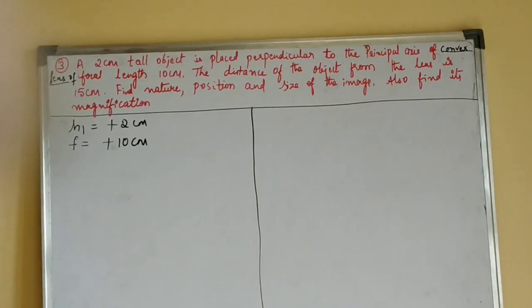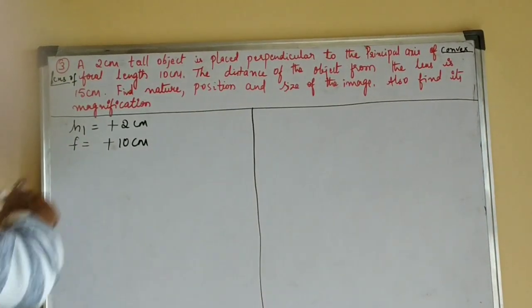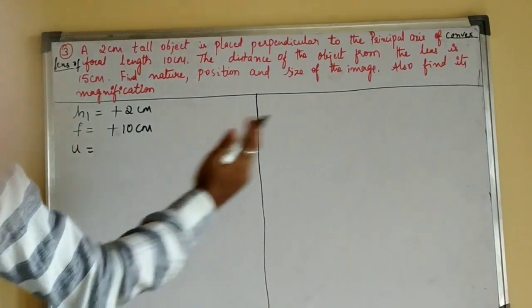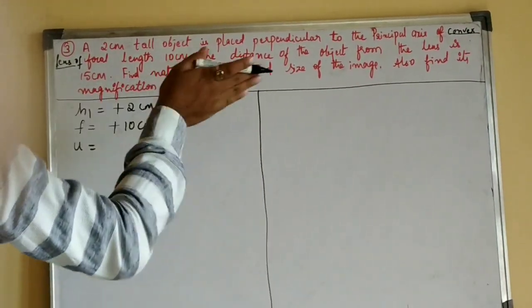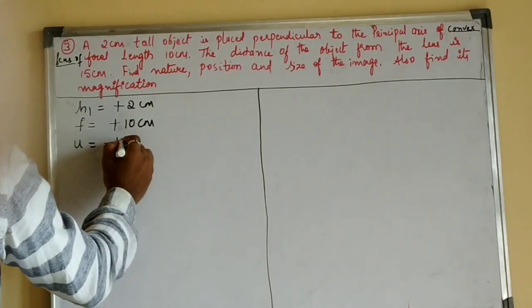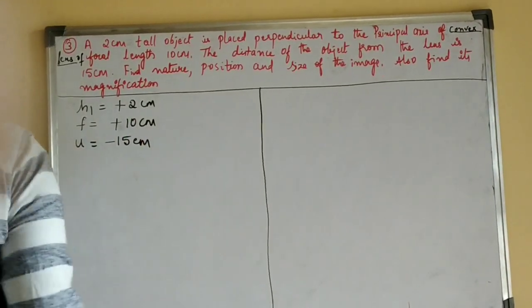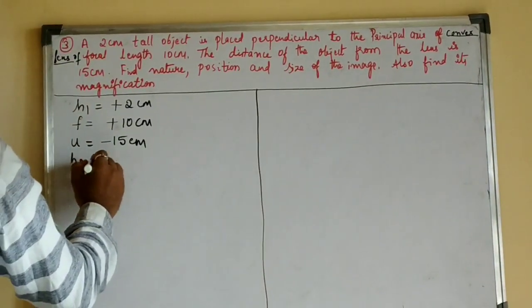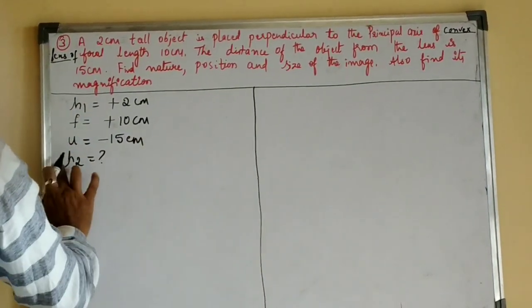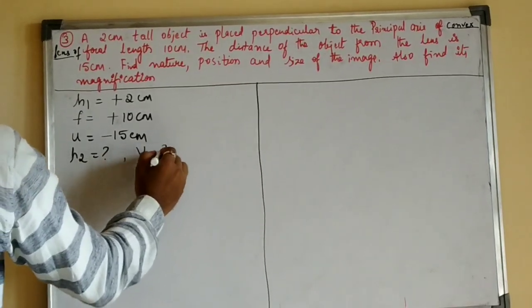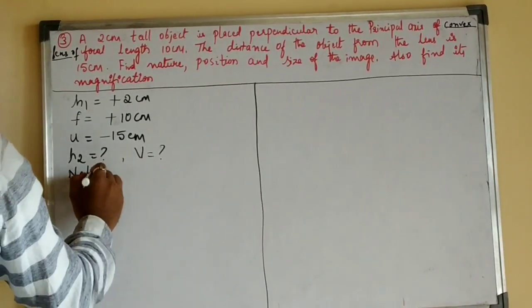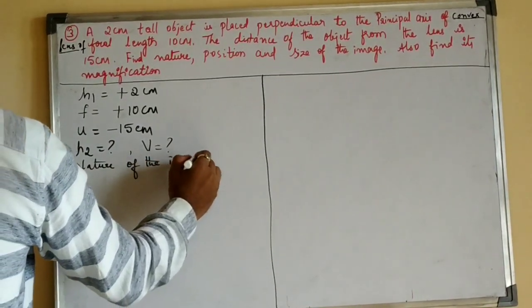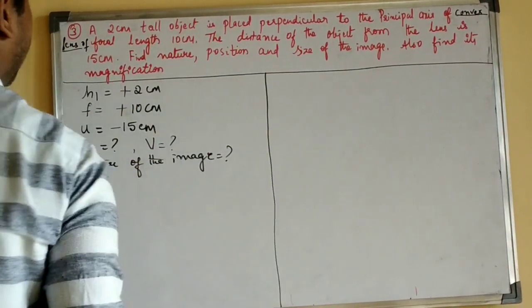The distance of the object from the lens, the object distance u, is 15 centimeter. How do we take the object distance? Against the incident light. Against means minus, right? Minus 15 centimeter. Find the nature, position and size of the image. Size of the image means you have to find h2. Position of the image means you have to find v. And you have to find the nature of the image.